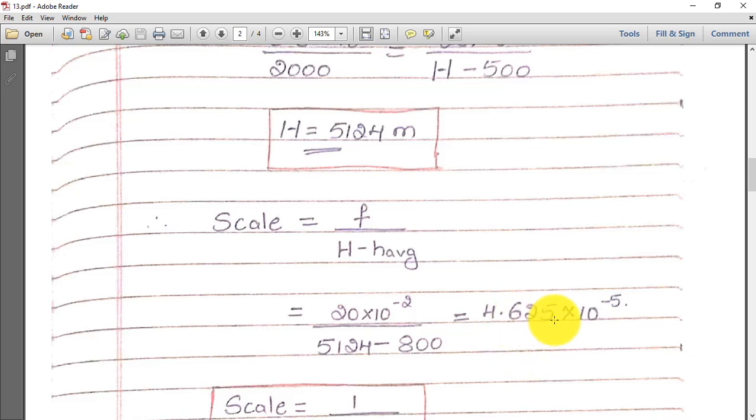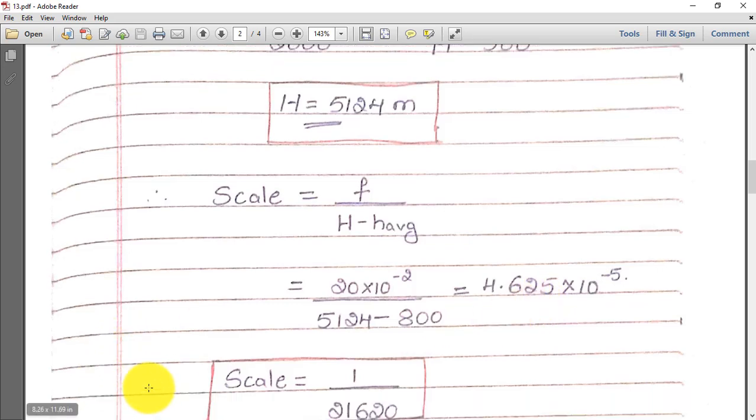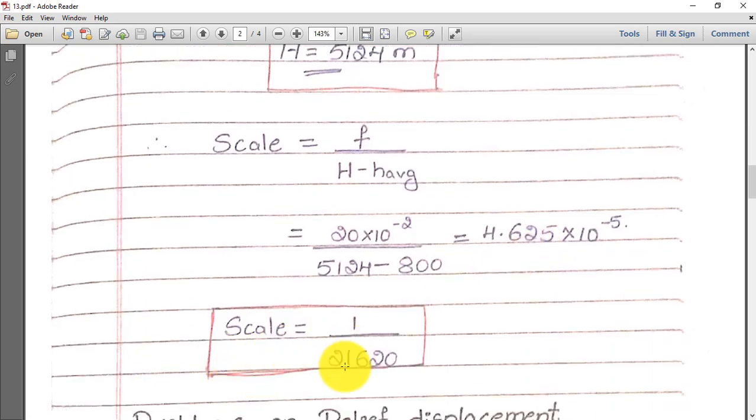So h, which you previously got from 5124 meter. Substitute here, you will get the h value as 4.625 into 10 power minus 5. You just press x inverse on your calculator. You will get scale is equal to 1 divided by 21,620. You will get the direct value 21,620.